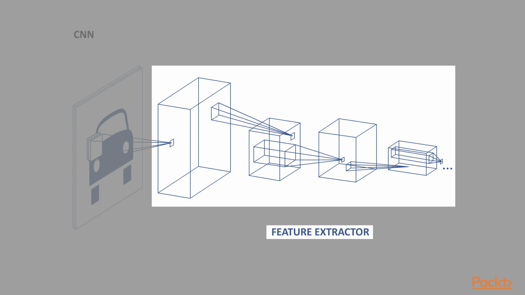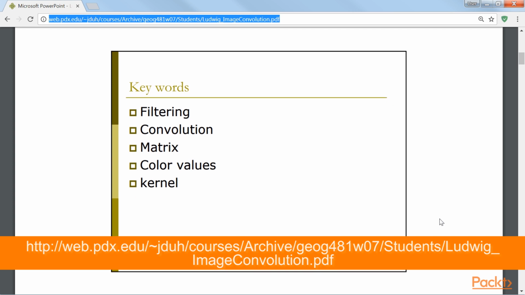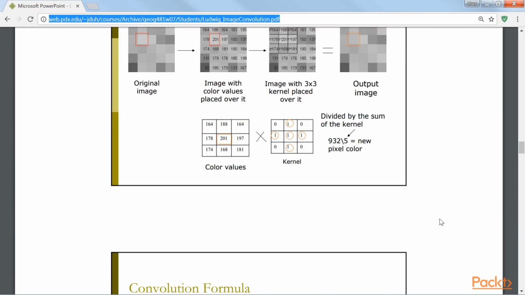Now that we know about the architecture of a CNN, let's see what type of layers are used to construct it. First is the input layer. This layer takes the raw image data as it is. Second is the convolutional layer. This layer computes the convolutions between the neurons and the various patches in the input. If you need a quick refresher on image convolutions, you can check out this link.